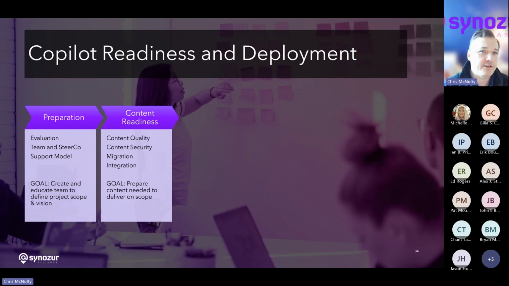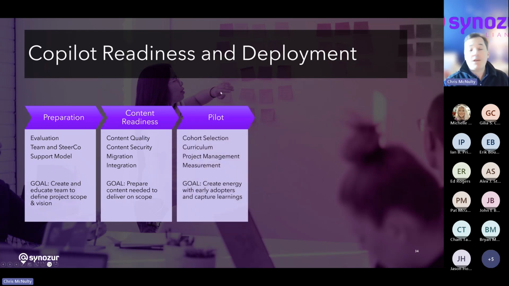Content is what carries the unique ideas and thoughts and creativity and intellectual property of your organization. It's what makes each organization different. It's what makes you you. But it's important to make sure that your content that's going into Copilot is in the right place. Does it need to be migrated? Does it need to be integrated? Do we need to deal with obsolete content or make sure the content is not being overshared? All of that is hard work, and it's really needed before you start giving people their first taste of what Copilot's going to look like in your organization. Then we move on to the pilot.